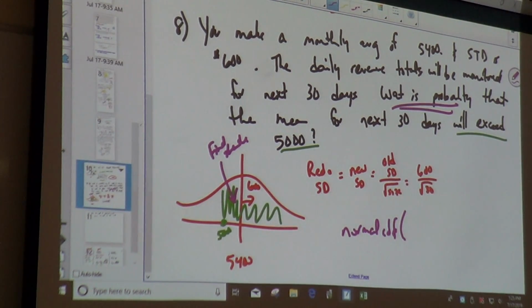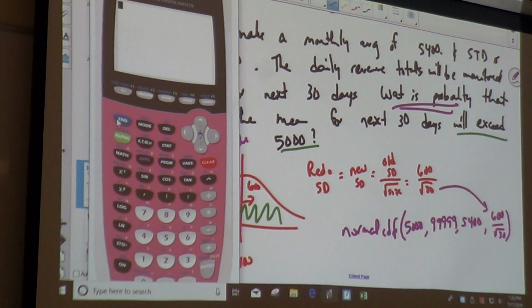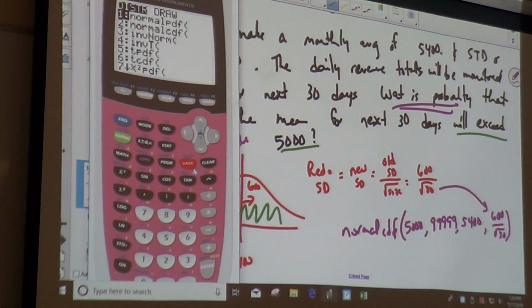Where did my shade begin? 5,000. Where did my shade end? What was my mean? And I've got to redo my standard deviation because it was group data, because it had those 30 days. So I'm just going to type it in like it is. You could type it in with the answer.